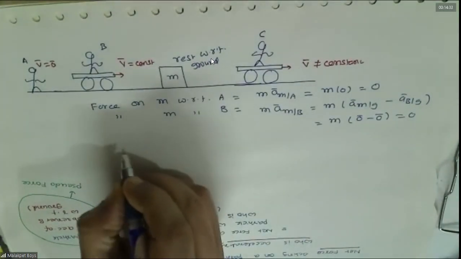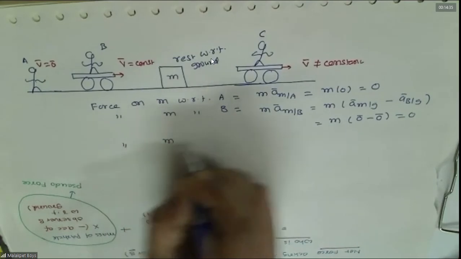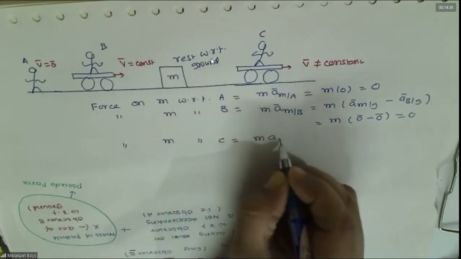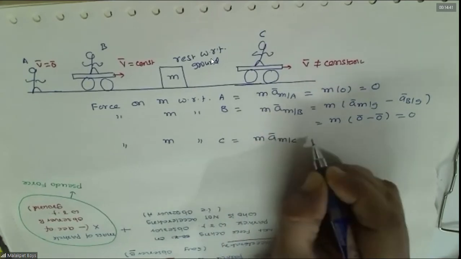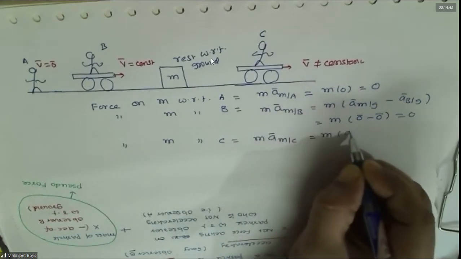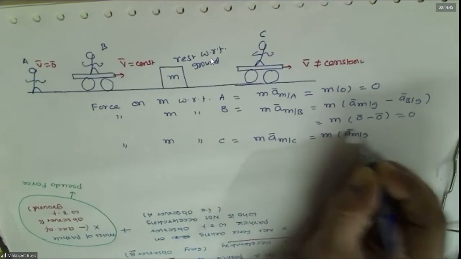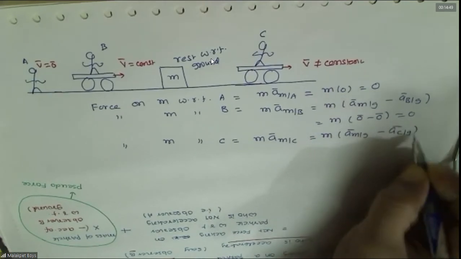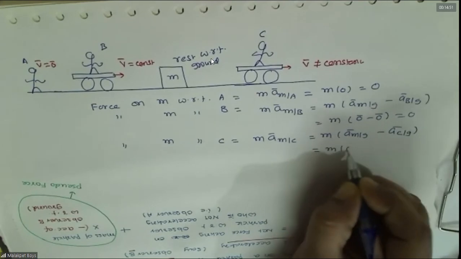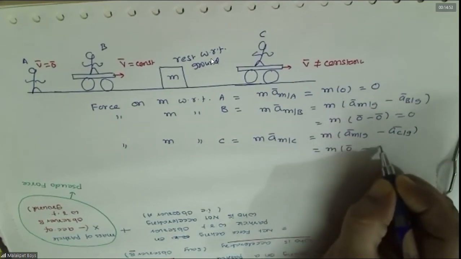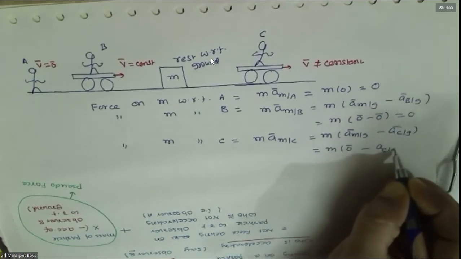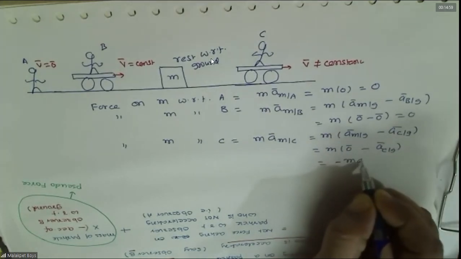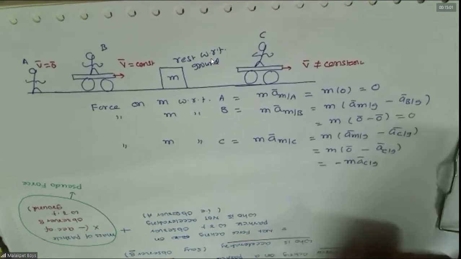Now you can see mass M with respect to C acceleration. Mass into acceleration of M with respect to C is mass times acceleration of M with respect to ground minus acceleration of C with respect to ground. This is nothing but rest. Do you agree with this?